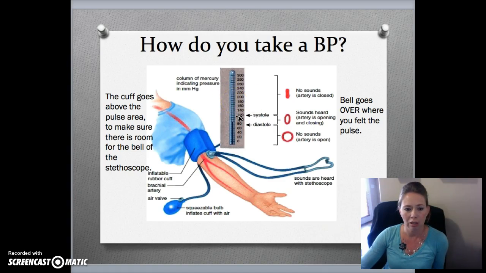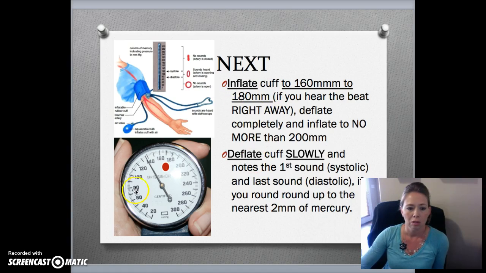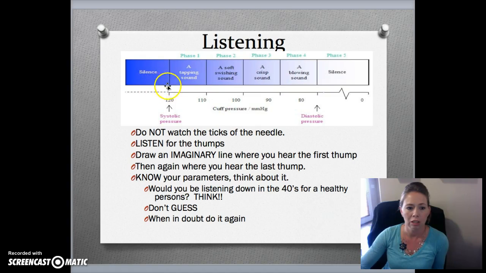Slowly let that out, and then the first sound you hear, right here, your artery is opening and closing right there. That's your systolic, and the last sound you hear is actually the diastolic, okay, and that's where you get your numbers. Then, slowly deflate, that goes over what we just said. You're listening again, first sound, last sound. So, you're going to hear thump, thump, thump, thump, and then nothing, silence, okay? And that last sound before the silence is your diastolic.